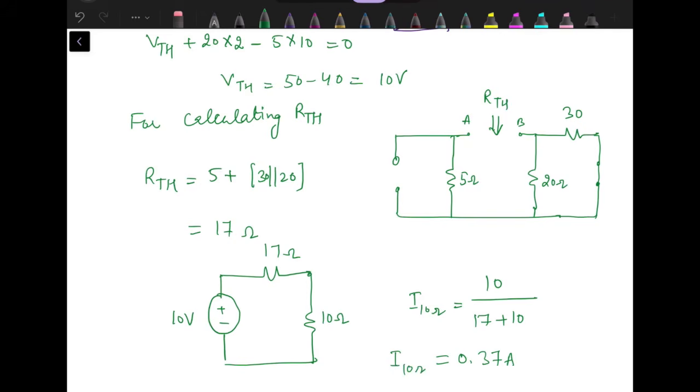So what we have seen in these two problems is how to calculate RTH, it depends upon the circuit. How to calculate VTH, that is also dependent upon the circuit. We don't have a specific formula for calculating VTH and RTH. We need to understand the concept of what is the meaning of VTH and what is the meaning of RTH, and accordingly we can calculate them for different circuits.